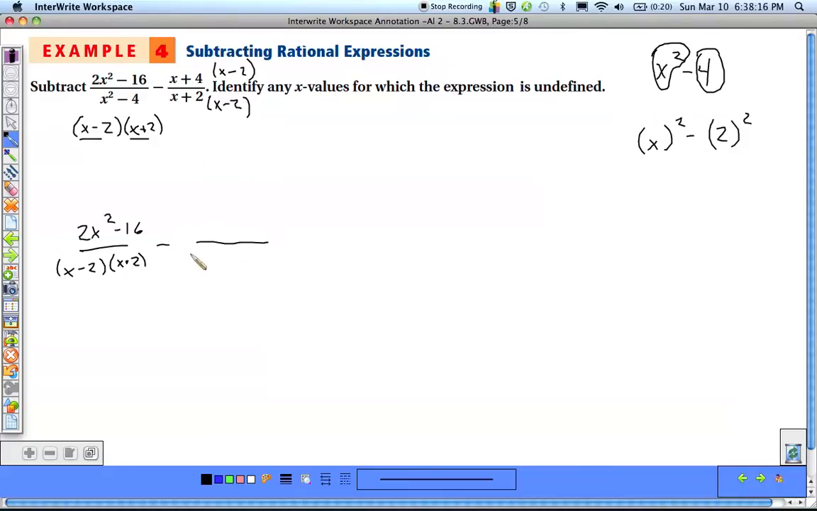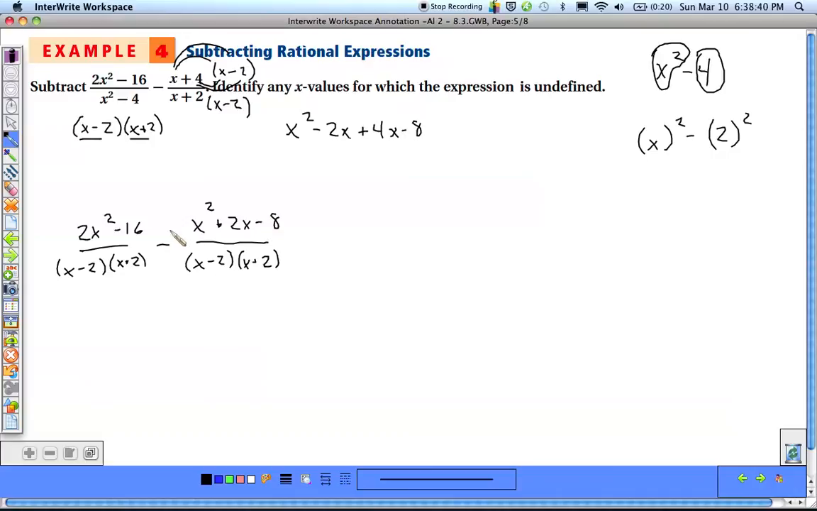We know our denominator is going to be x minus 2 and x plus 2, but now we need to distribute this. So we distribute x times x times negative 2. That's going to be x squared minus 2x. Then we do the same thing with the 4. 4 times x, 4 times negative 2 is going to be plus 4x minus 8. We combine our like terms there. We get x squared plus 2x minus 8.